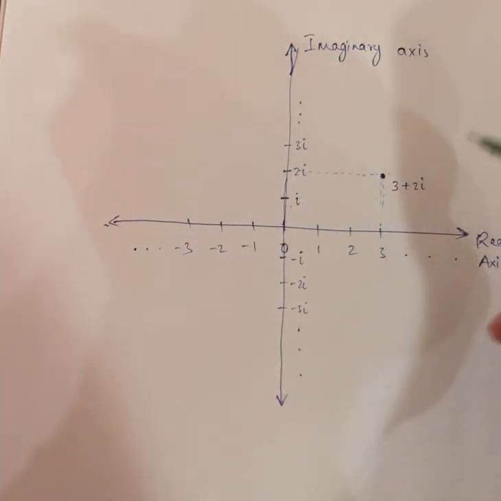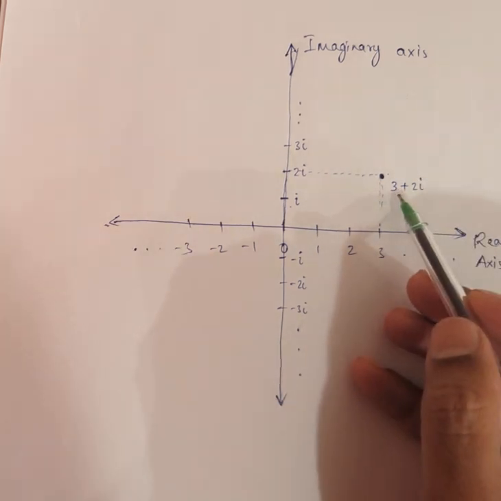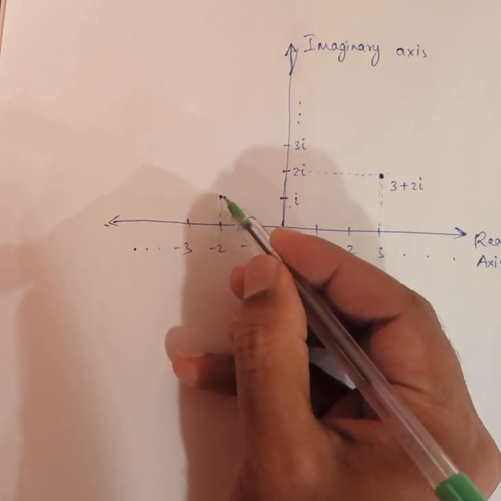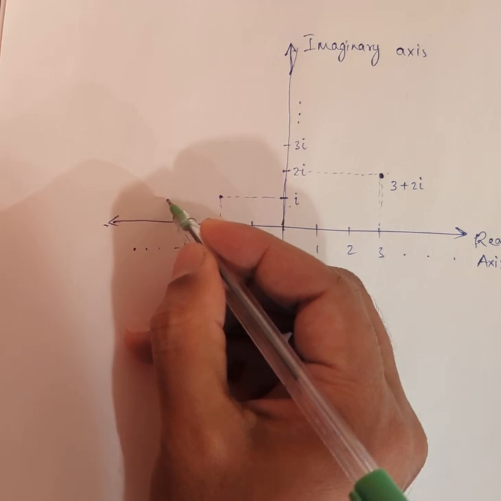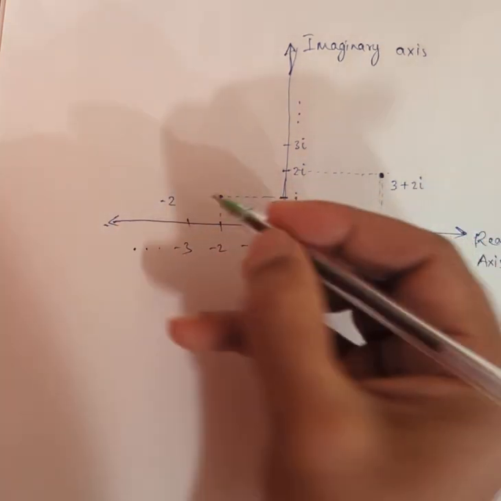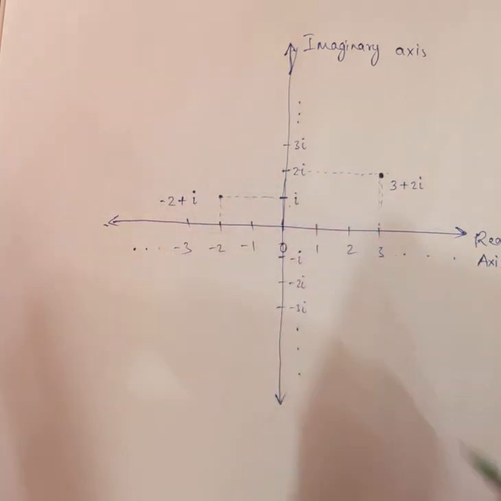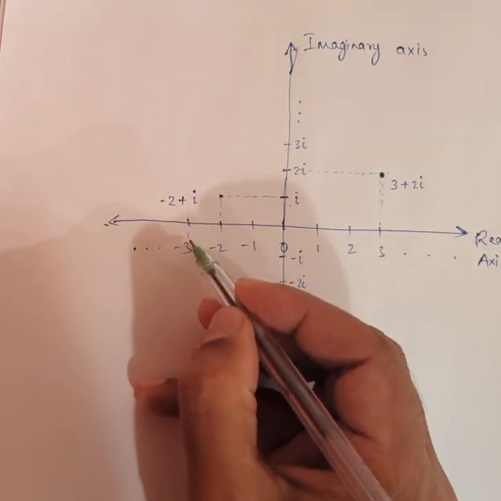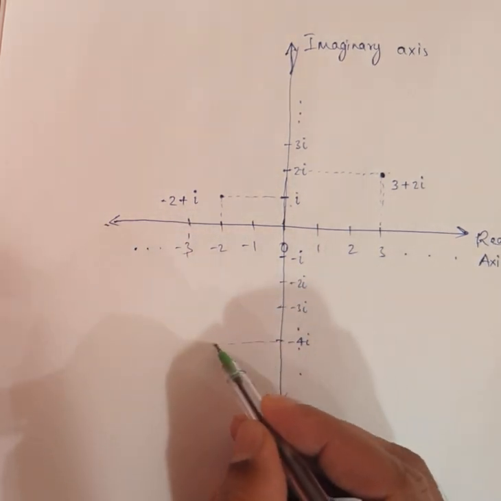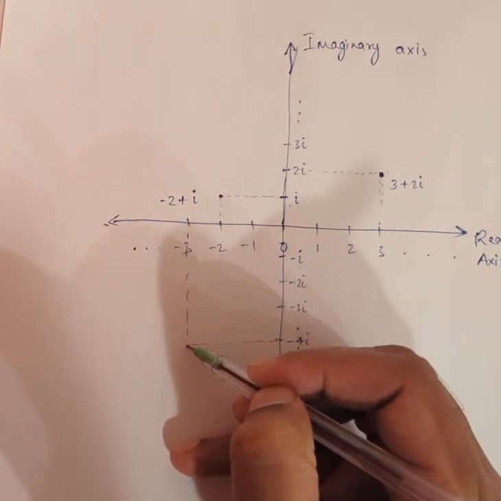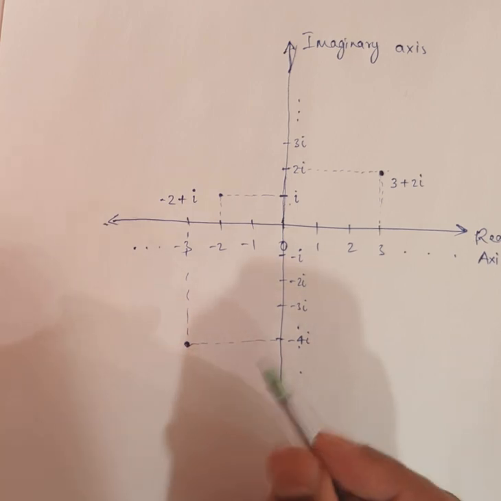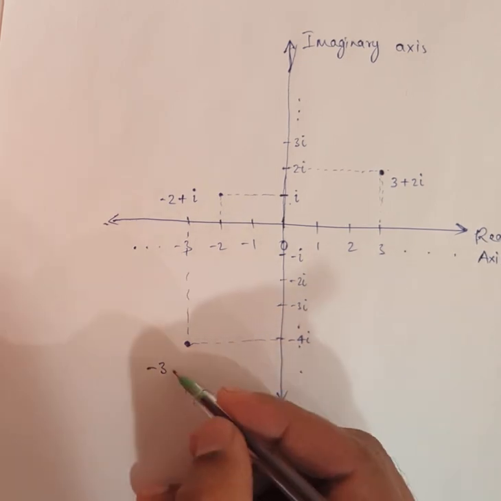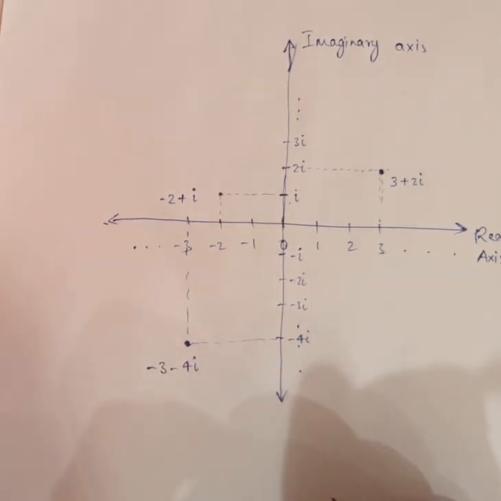So every point will look something like this. For example, this point is going to be, the real part is -2 and the imaginary part is 1. So you can write this as -2 plus i. And let's look at this point, which is at the intersection of these two lines. So this one has a real part of -3 and an imaginary part of -4. So this is -3 minus 4i.